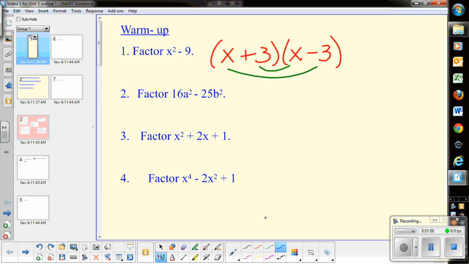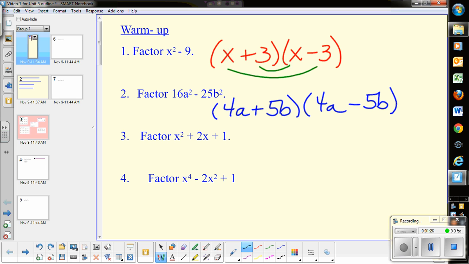The next problem, again a difference of squares, is going to be 4a for the first 2 front terms, and you're going to have 5b for the terms in back, and then 1 plus, 1 minus. It does not matter which order, but you need to have one of each.